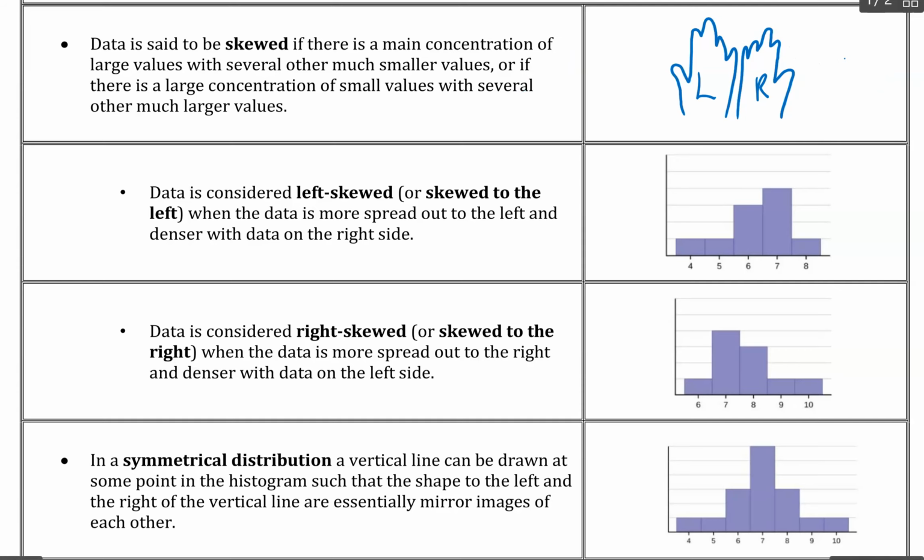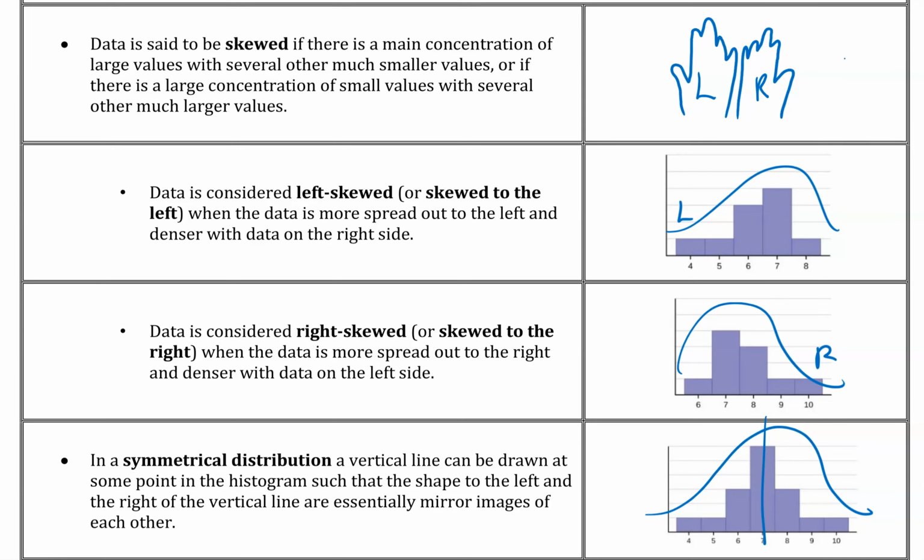So it's really all about where the tail of the distribution is. For example, here's a left skewed graph because the tail is on the left. Here's a right skewed graph because the tail is on the right. And then of course we always have the option that data is symmetrical, which means it has the majority of the data right there in the middle. Theoretically we can draw a line down the middle and have mirror images on both sides. So let's try to apply this.